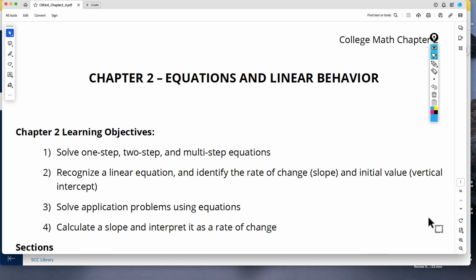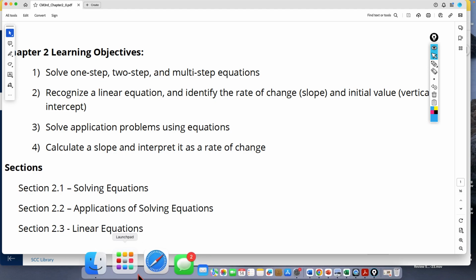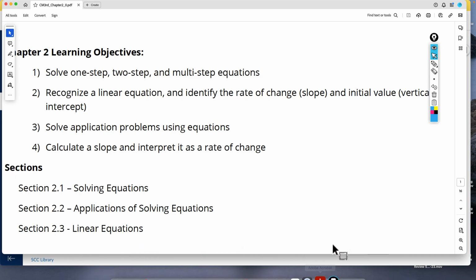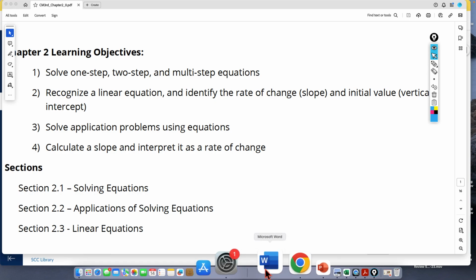Okay. So we're looking at solving equations. So we'll talk about that. We're going to look at linear equations. And then we'll look at application problems involving equations, sort of how to set them up, and slope-intercept. So they're all kind of related back to that. So here it is.